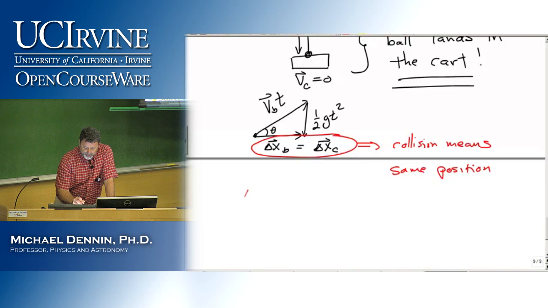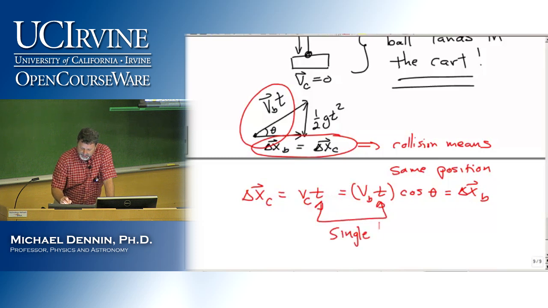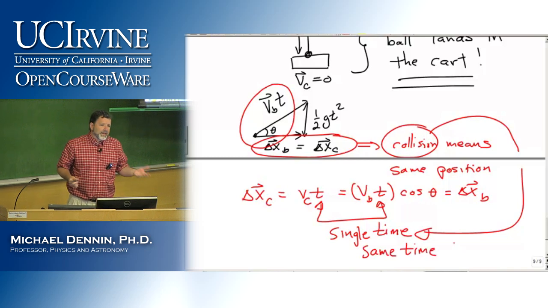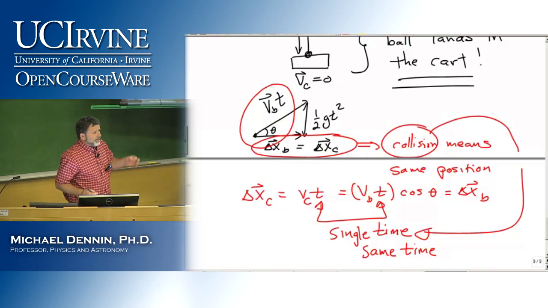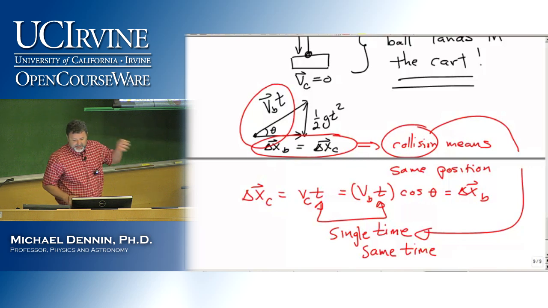Now when I write down over here, delta x of the cart equals v of the cart times t equals, and I look at my picture, vb of the ball times t times cosine of theta, which is delta x of the ball. The fact that I use a single time comes from the fact that I have a collision, which also means same time. Notice there was no delay here, there was no waiting. The ball got launched at the same time I have the cart going, and they land in a collision, so it's the same time, same place.